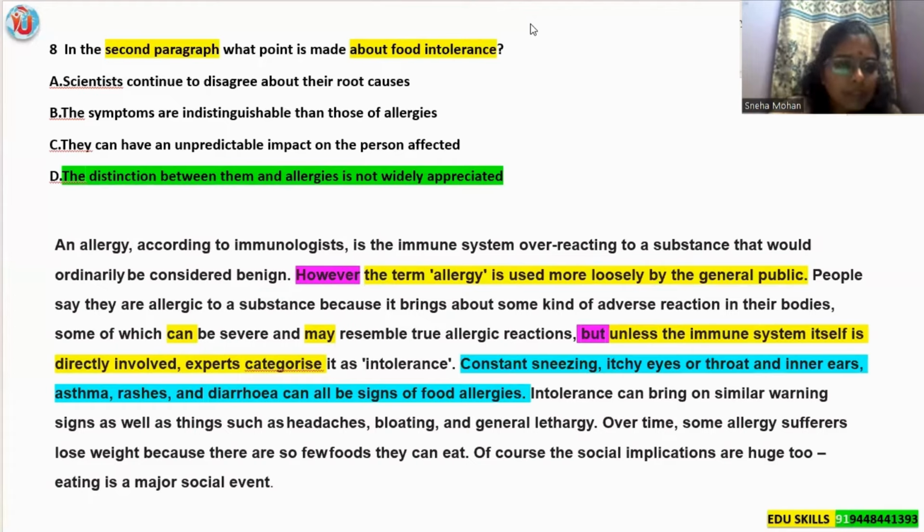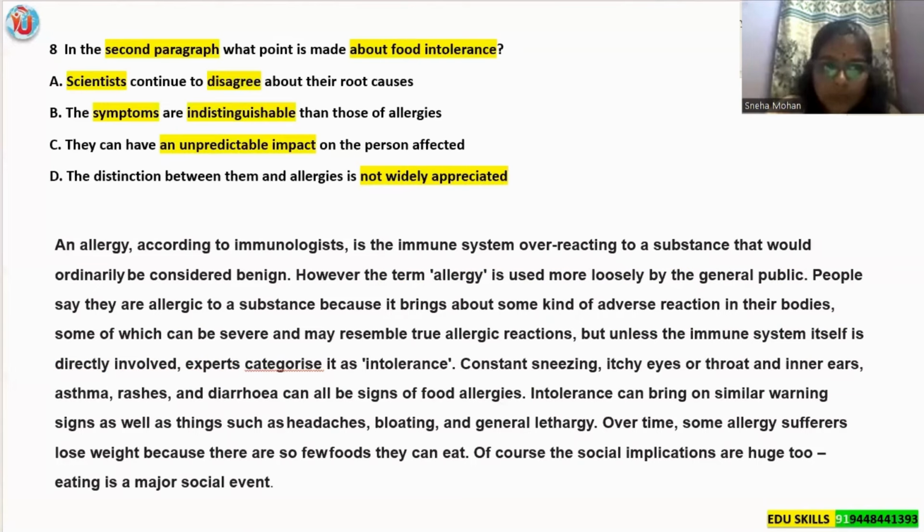Now let's see the answer options. Answer option A. Scientists continue to disagree about their root causes. Next, answer option B. The symptoms are indistinguishable from those of allergies. And answer option C. They have an unpredictable impact on the person affected. Next, answer option D. The distinction between them and allergies is not widely appreciated.